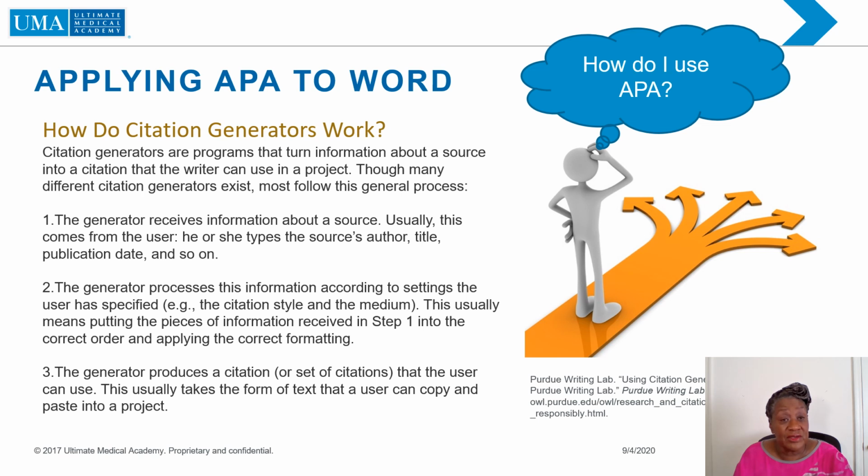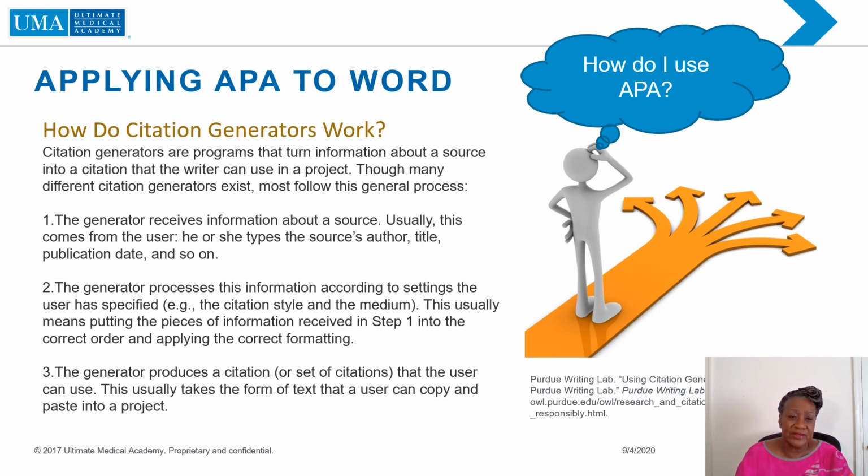There are many different citation generators, but they all kind of follow the same general process. First, the generator would receive the information about the source, and this information comes from you as the user. You would type the information about the source's author, the title, publication date, and so on. Whatever information you have.